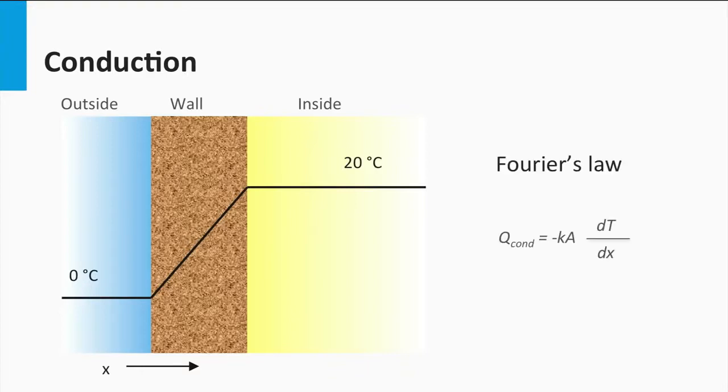Conduction is described by Fourier's law, in which Q is the heat flux in watts, k is the thermal conductivity of the particular material in watts per degree Kelvin per meter, A is the contact area in square meters, and dT/dx is the temperature gradient in the x direction in degrees Kelvin per meter.